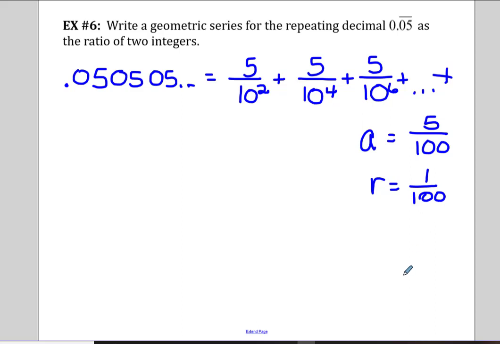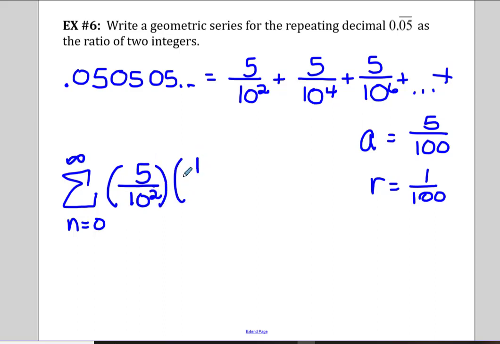That tells us that the summation from 0 to infinity is 5 over 100 times 1 over 100. And if we put a 0 up here, this expression, this a sub n term, will produce that first term in our sequence.